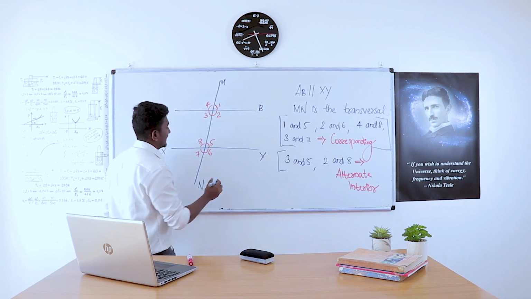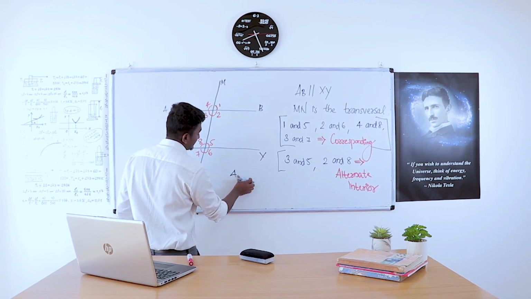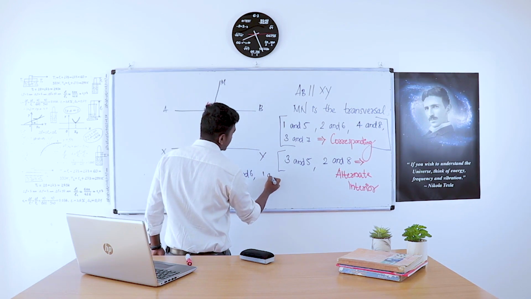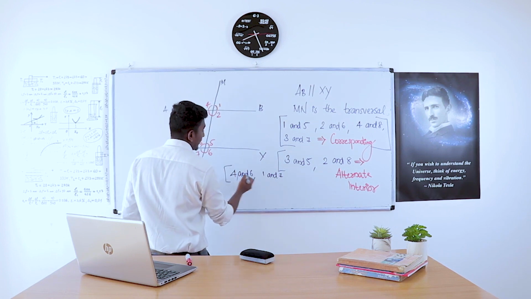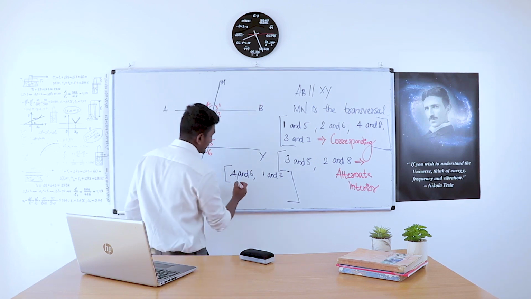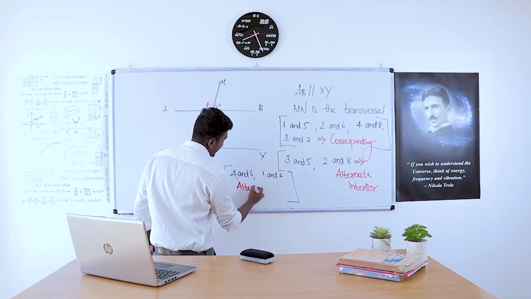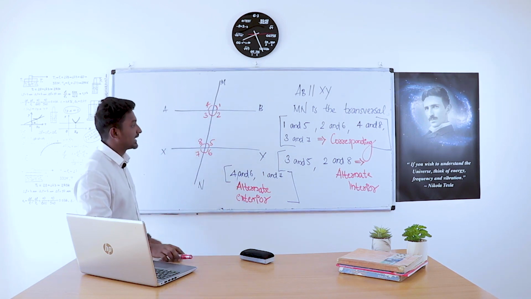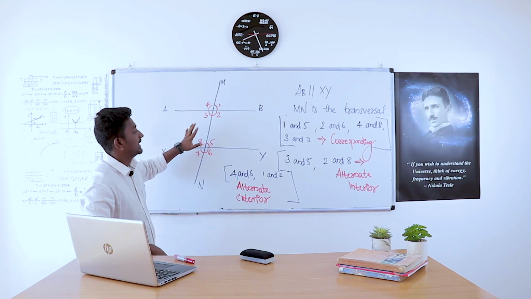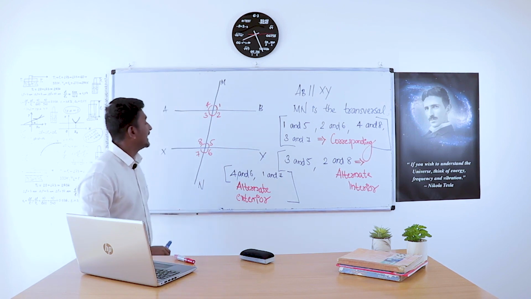Now moving to another classification. Angles 4 and 6, and angles 1 and 7, also have a specific name. These are known as alternate exterior angles. Clear? Now, look at the figure and find the corresponding angles, alternate interior angles, and alternate exterior angles.